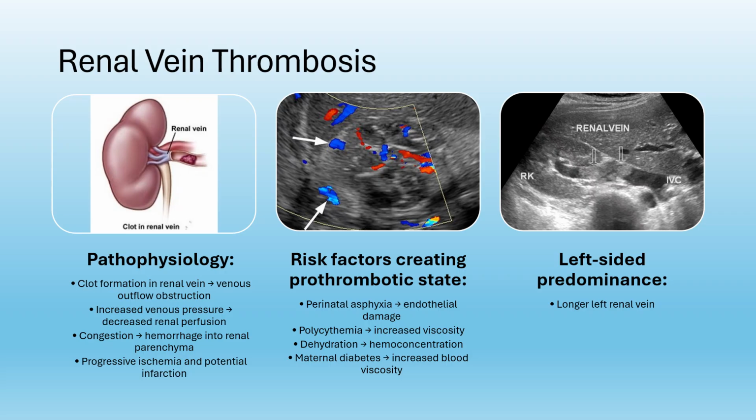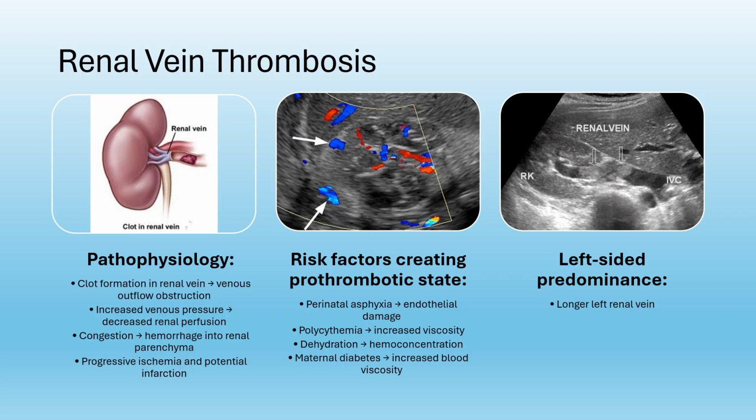Once established, the clot obstructs venous drainage while arterial inflow continues unimpeded. This creates progressive increase in intrarenal venous pressure. As venous pressure approaches arterial pressure, renal perfusion decreases dramatically, despite maintained systemic blood pressure.